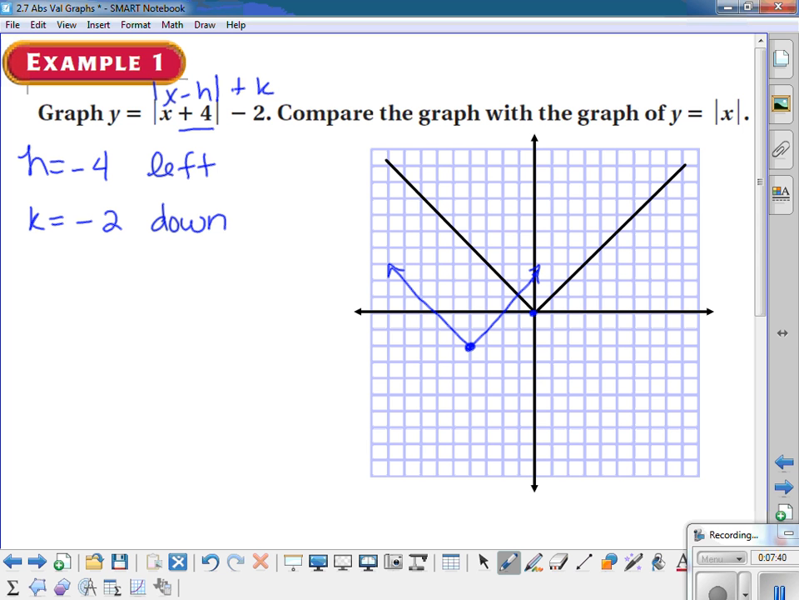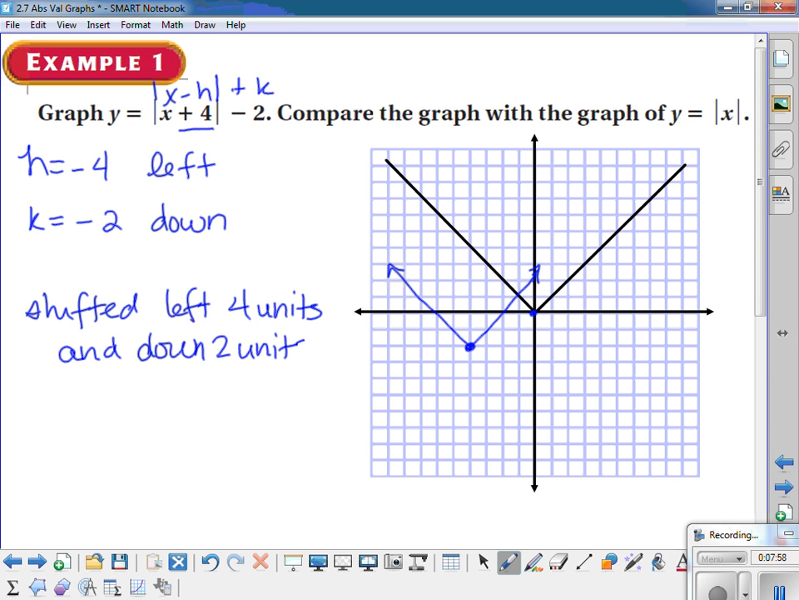And so if I compare it to the original graph, it is shifted left 4 units and down 2 units. Okay? And my vertex here is at negative 4. Right? Any questions? When it says to compare it, you should write down how it compares to the parent.